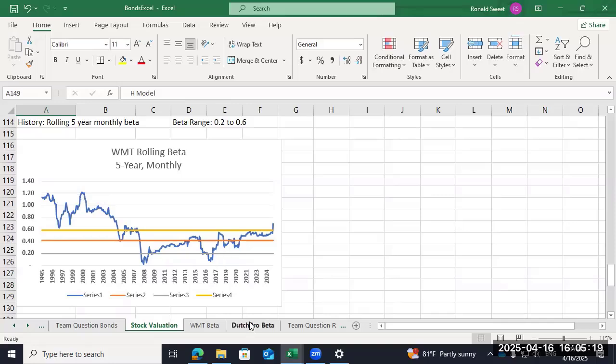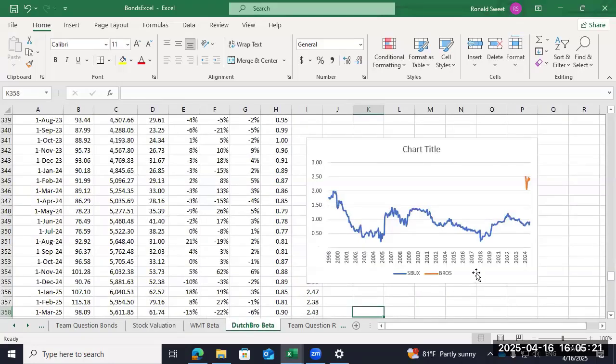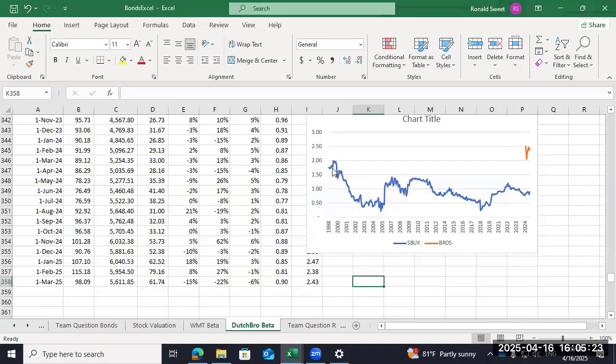If you do Dutch Brothers, it's a little tough. So what I did with Dutch Brothers is I did the Starbucks rolling beta, and I did Dutch Brothers for what I had. You can see they're way, way up there. That's how much data there is. So what you can do is let Starbucks be your proxy company, and because they're smaller, you might add a little bit to them. Then they're going to trade.